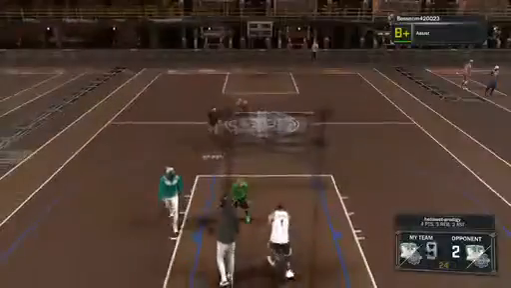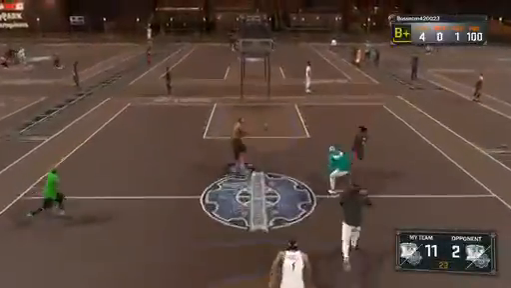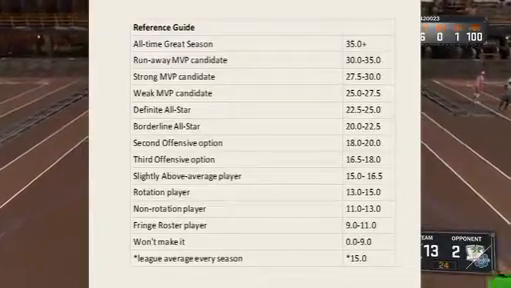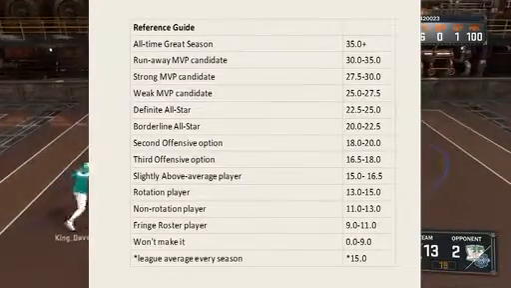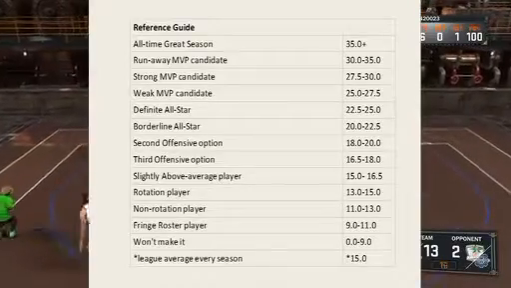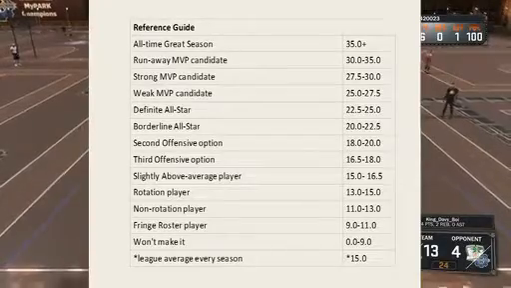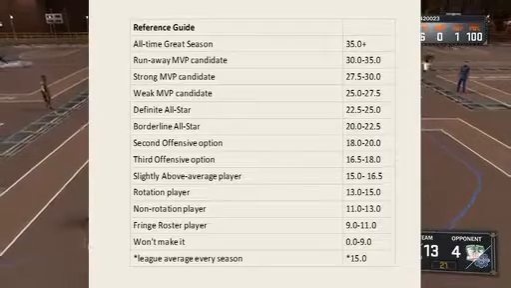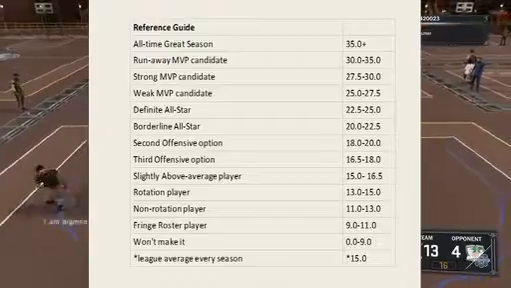The formula that was created by Hollinger was set up so that at the beginning of every season, the league average is set at 15. To be considered to have what is called an all-time great season, you must have a rating of 35 plus. To be a runaway MVP candidate, you must have a rating of 30 to 35. A strong MVP candidate would have a rating of 27.5 to 30. A weak MVP candidate will have a rating of 25 to 27.5.